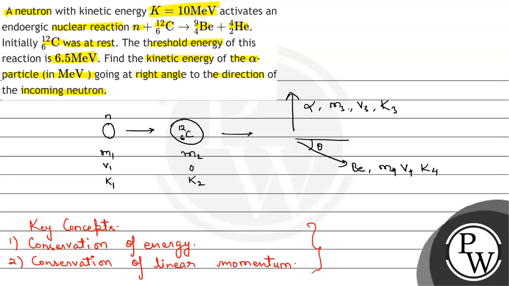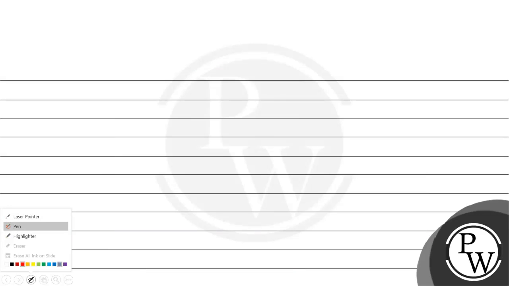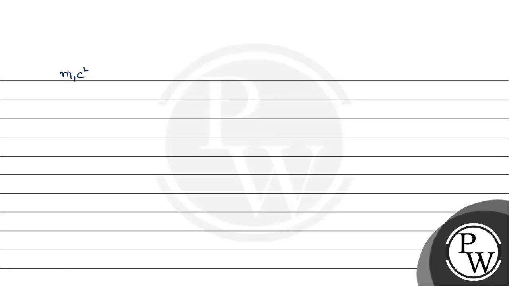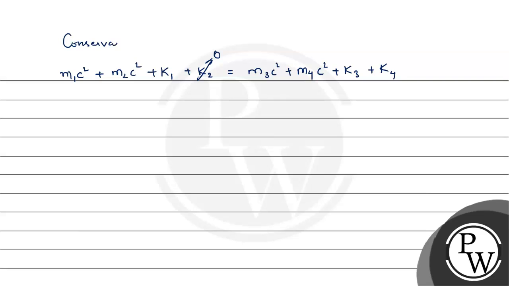Now keeping these in mind, let's dive deep further into our solution. So we apply first conservation of energy in our question. So we have m1c square plus m2c square plus k1 plus k2, which is 0 because kinetic energy of carbon is initially 0. It must be equal to m3c square plus m4c square plus k3 plus k4. This is by conservation of energy.